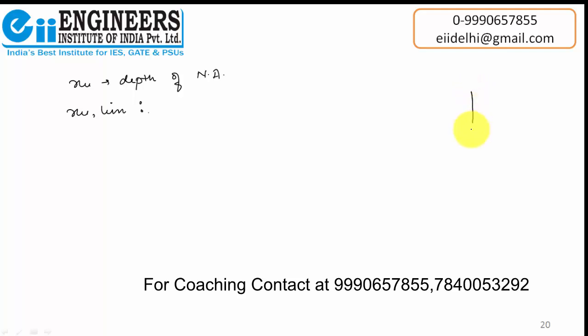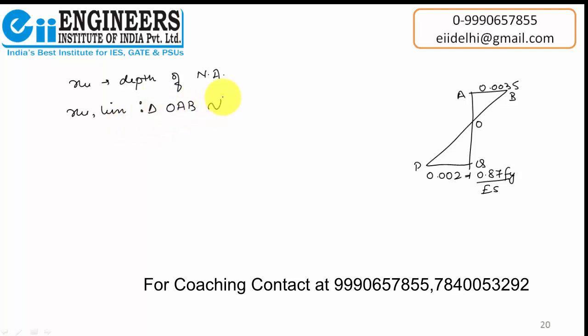So let us draw that strain diagram here. This is 0.0035, this is 0.002 plus 0.87 Fy by Es. Now take this as O, this as A, B, this as P, Q. Now triangle OAB is similar to OQP. This is the symbol of similar, when we are designating similar triangles.